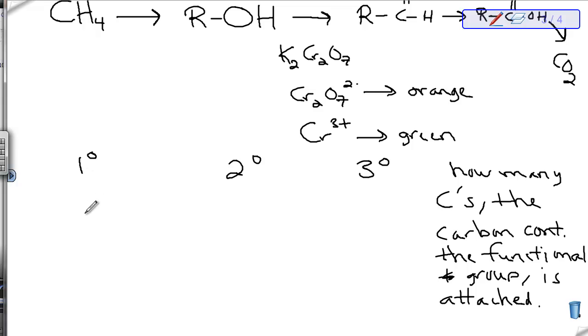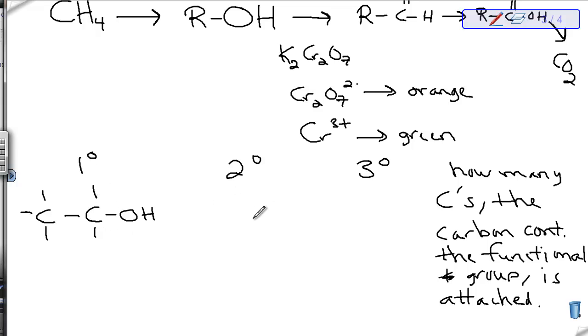A primary alcohol would be an alcohol where the carbon that is attached to the functional group, this one, is attached to one other carbon. So this would be an example of a primary alcohol. Anything where the alcohol is on a terminal carbon. So this is ethanol, 1-propanol, 1-butanol, 1-pentanol, 1-hexanol. Those would all be primary alcohols.